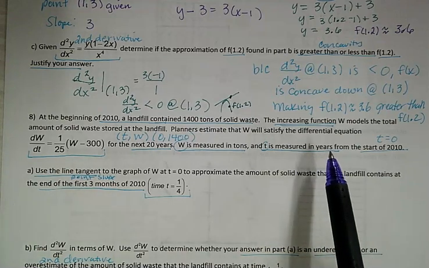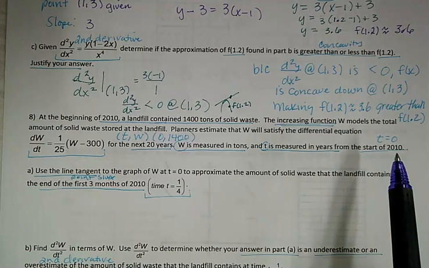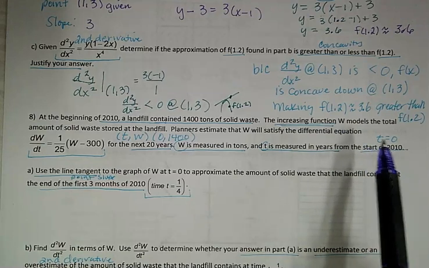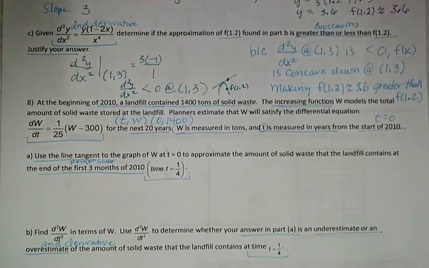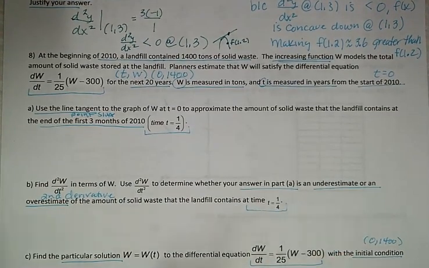T is measured in years from the start of 2010, so that means that time is 0 for 2010. And then that's all my information from the problem itself. So now I'm looking at A, which says use the tangent line to graph this and approximate. Then B says given the second derivative, determine if your answer in part A is an underestimate or overestimate.